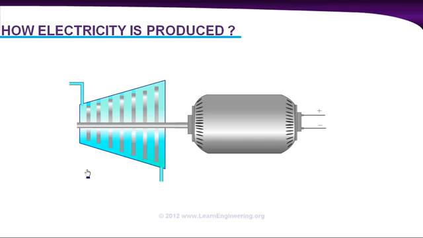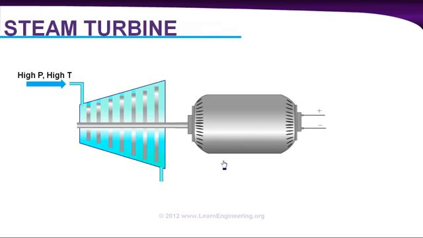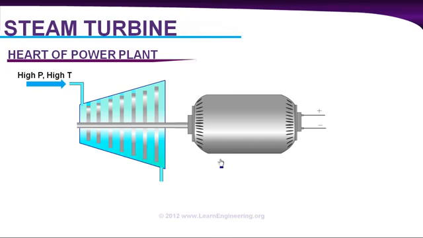The next question: how to rotate the blades of this turbine? The answer is this. Supply high pressure, high temperature steam at the inlet of the steam turbine. Thanks to the high pressure and high temperature of the steam, it can rotate the blades of this turbine, so you can generate electricity. You can consider the steam turbine as the heart of the power plant, which absorbs energy from the fluid. So we have achieved our objective, we have produced electricity.